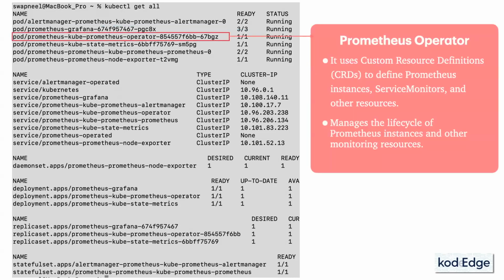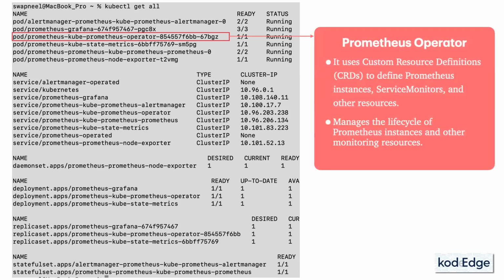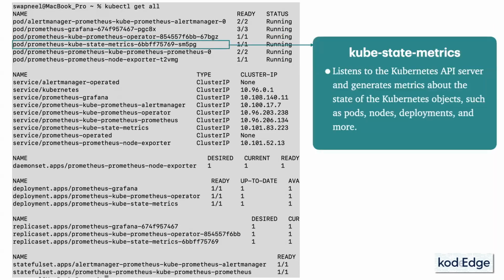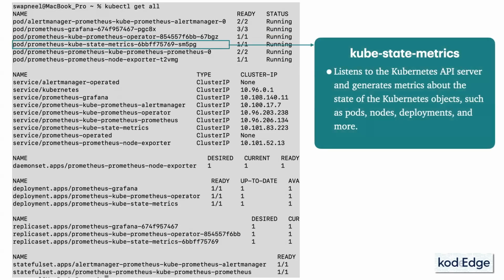The next pod is the Prometheus operator. It uses custom resource definitions to define the Prometheus instances, service monitors, and other resources. Basically, it manages the lifecycle of Prometheus instances and other monitoring resources. We are going to see these CRDs and the service monitor in a moment. The next component is kube-state-metrics. Basically, it listens to the Kubernetes API server and generates metrics about the state of Kubernetes objects such as pods, nodes, and deployments.